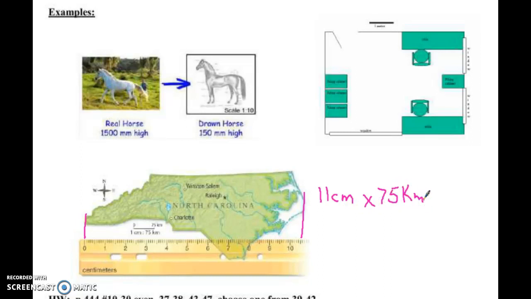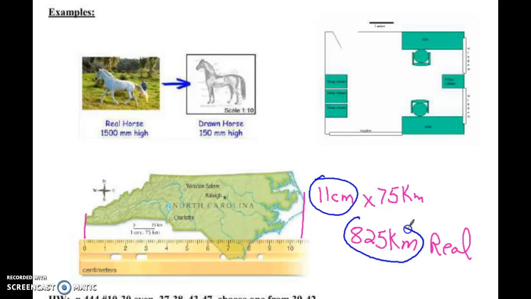And notice we're going to end up with 825 kilometers is what real life North Carolina is on the width right here. And in our scale drawing, we have 11. So 11 centimeters on the scale, 825 kilometers in real life.